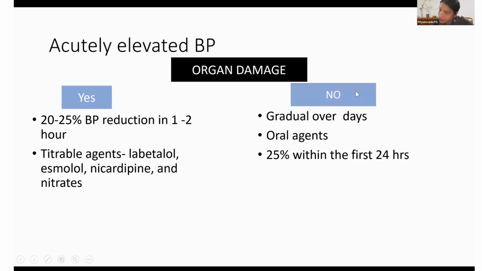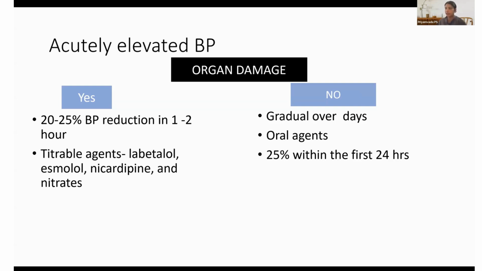Suppose the patient has some symptoms and is not in a condition to be sent home for a repeat measurement. In such patients, we can start off with an oral agent, and again, any of the 4 oral agents that we have mentioned previously. Our target is basically to reduce the blood pressure by 25% in the first 24 hours.